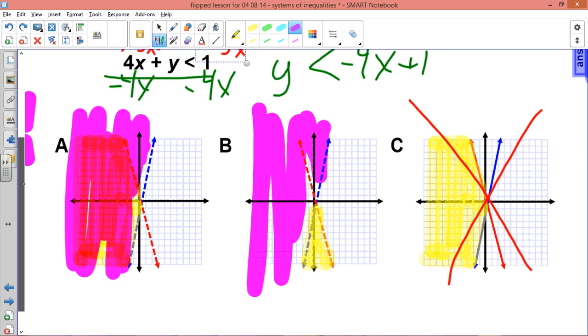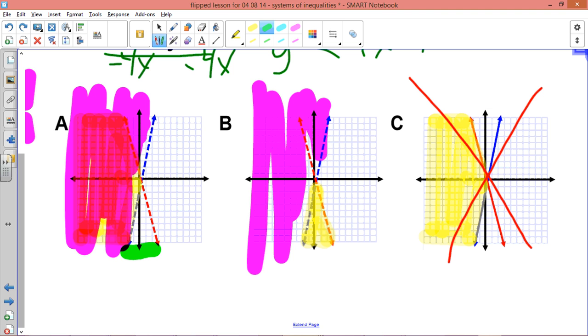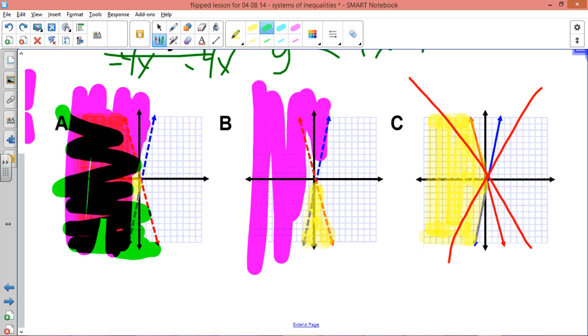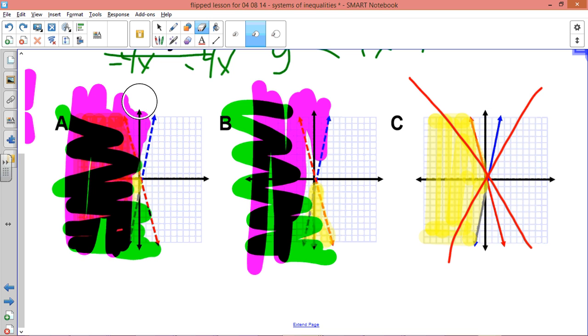And then on my green line, y is less than. I need to be below my other line, which is the red one. I need to be below there and below the red line. And now I'm going to erase any non-overlap. There's non-overlap here, and there's non-overlap here. And so it looks like that's probably going to be A.